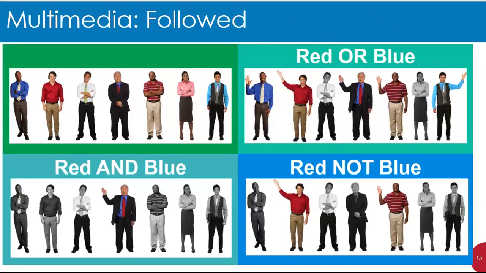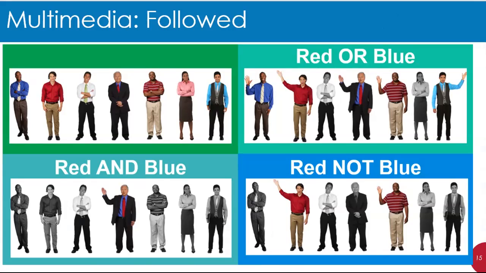So here's another way to represent Boolean operators. This example uses clothing color. So those people adhering to the Boolean operators are raising their hands. So the top left just shows you all the participants, and the top right shows people raising their hands if they are wearing red or blue. The bottom shows those wearing red and blue. The bottom right shows people wearing red but not blue. So you can have interesting images that are still directly related to the concept you're teaching.